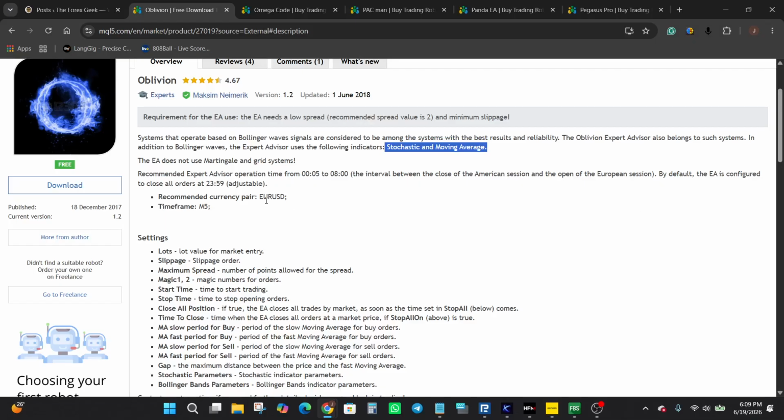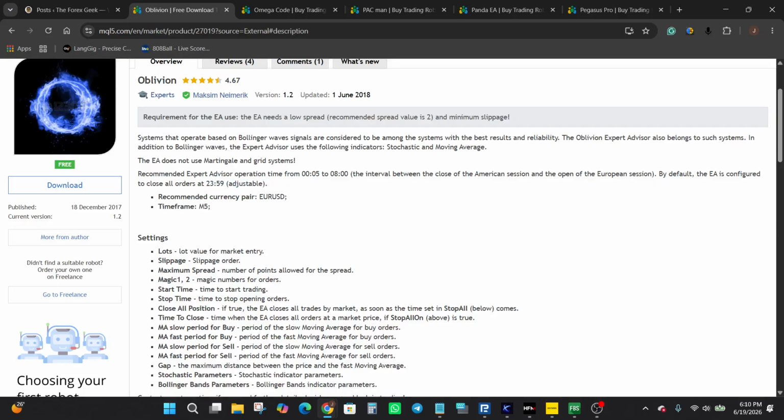The recommended setup is EURUSD on the M5 time frame. The suggested trading window is between 0:05 to 8:00, covering the period between the close of the American session and the opening phase of the European session. By default, the EA is also configured to close all open positions at 23:59, although that setting can be adjusted by the user.